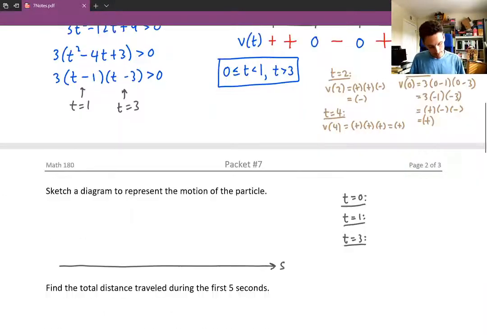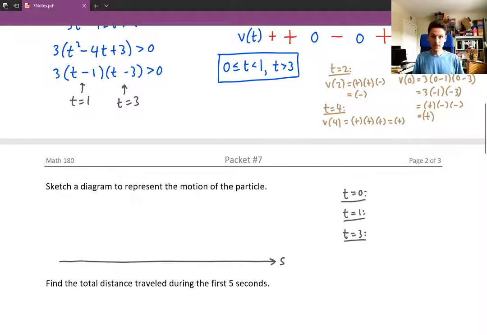So those are key t values where the particle is going to be changing directions. So let's find the position of the particle at those 3 t values. Well, at t equals 0, we can find the position by plugging 0 into the position function.